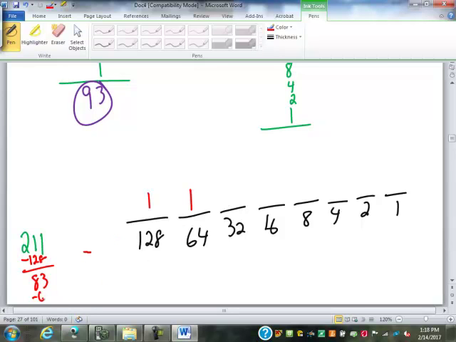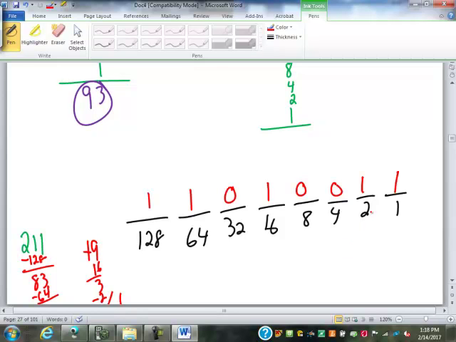64 goes in there once. Subtract 64, I'm left with 19. 32 does not go into 19. 16 goes into 19, I'm left with 3. 8 doesn't go into 3. 4 doesn't go into 3. 2 goes into 3, I'm left with 1. So there's my 1. It's really a quick conversion.